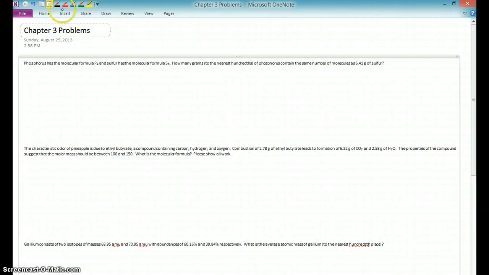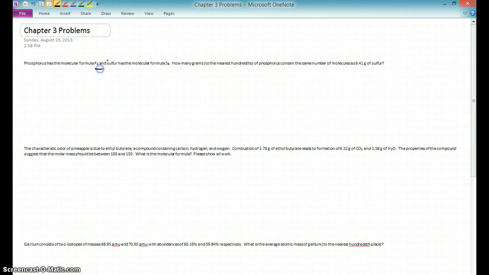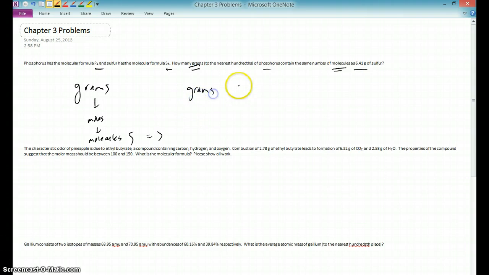And for the first one, we've got phosphorus has molecular formula P4 and sulfur as S8. How many grams of phosphorus contain the same number of molecules as 6.41 grams of sulfur? So for this one, we're going to have to figure out, well, how many molecules of sulfur do we have? The first step is to go from grams, and we can't go from grams to molecules directly, so we'll go to moles and then molecules, and we'll have that for sulfur, and then it's just a matter of going from there to grams of phosphorus.